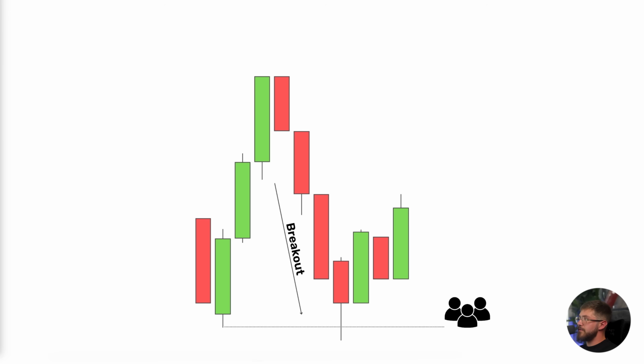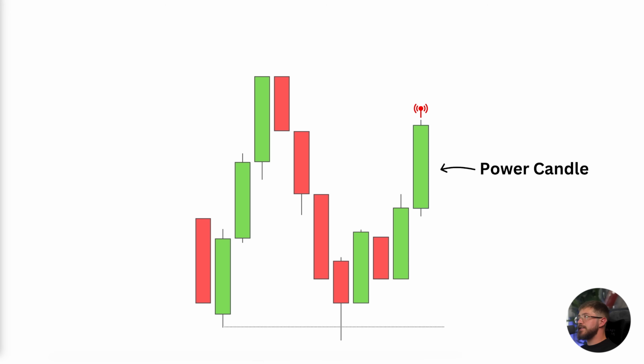Because whenever we have a false breakout, all the traders who are trying to push the market down become trapped. And these traders who are trying to sell the market will then exit the market, which is resulting in a buy. So this will act as rocket fuel to push the market upwards.